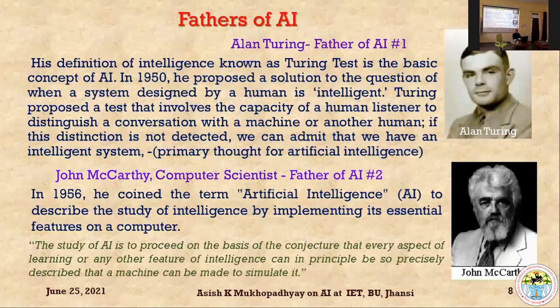Now, let us remember two fathers: Alan Turing and John McCarthy. Turing is known as the father of one of the engineers. See, many things now look very easy. For example, Newton's falling apple is so easy, we experience falling every day. But when that first question came to mind, that was very important, which we cannot realize. Same thing here.